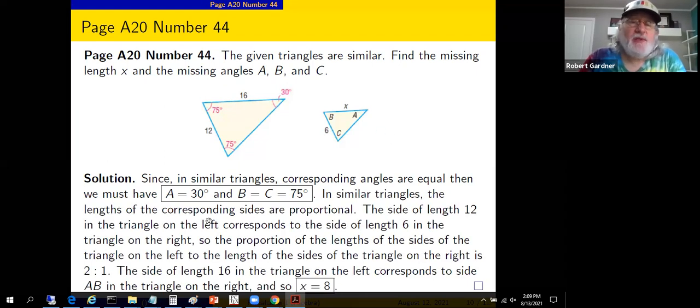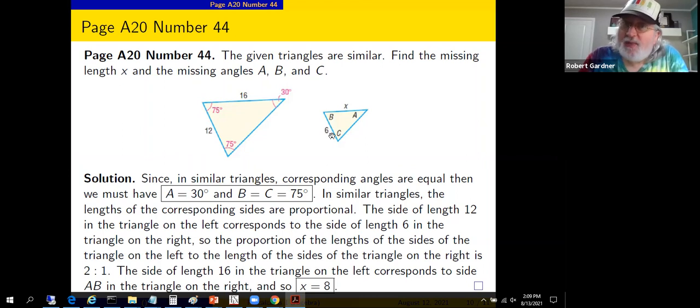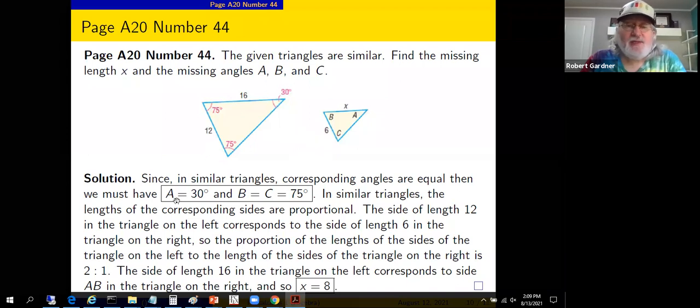In similar triangles, the lengths of corresponding sides are proportional. The side of length 12 on the left corresponds to the side of length 6 on the right. Those are the corresponding sides. So the proportion of the lengths of the sides of the triangle on the left to the triangle on the right is 12 to 6, or if you like, 2 to 1. Really is 2 to 1. This side is twice the length of this side. So yeah, the constant of proportionality is 2. This really is twice as big as this, or this is half as big as that.